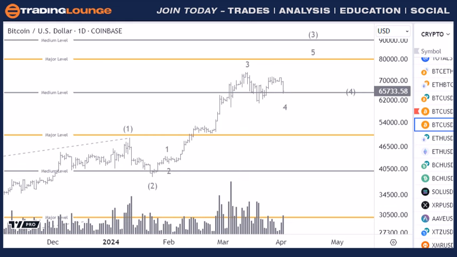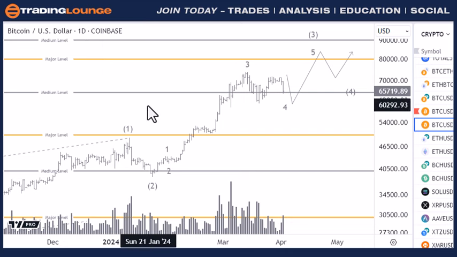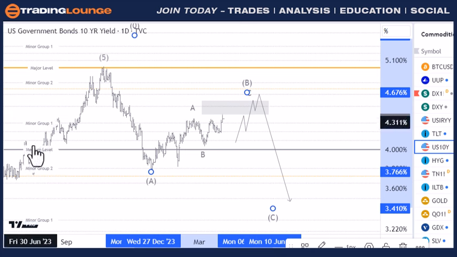Now we basically want to look at the bigger picture here now for the dollar, the yields and the bonds. So let's see what's going on there, because obviously they affect markets as well. So what have we got here? We've got the yields here.